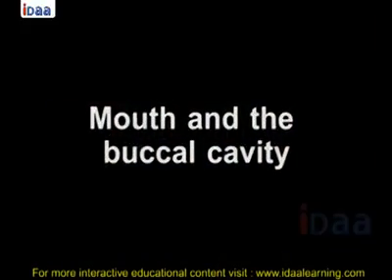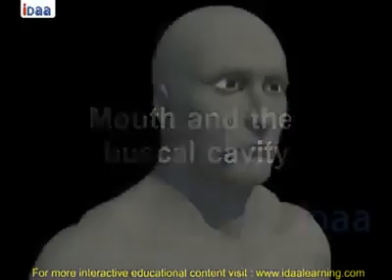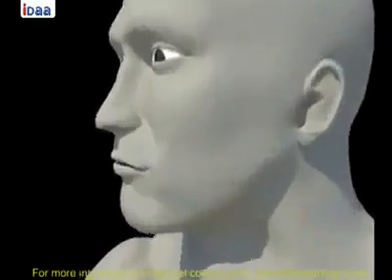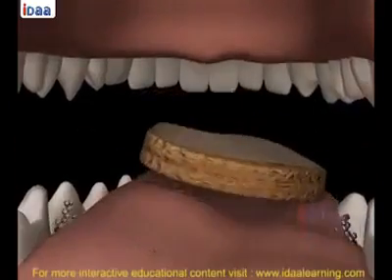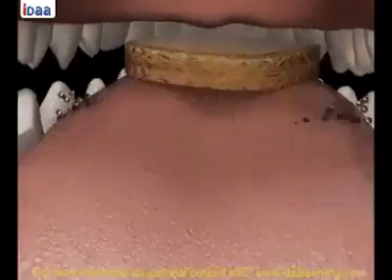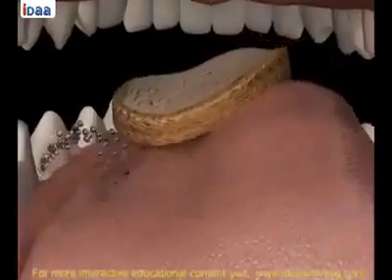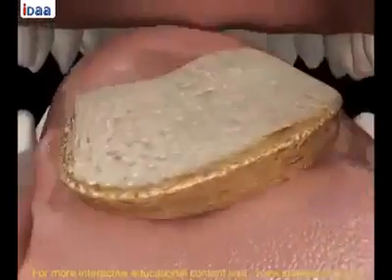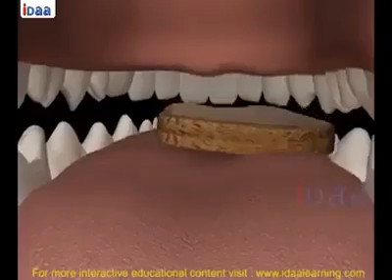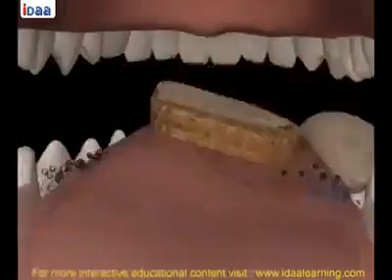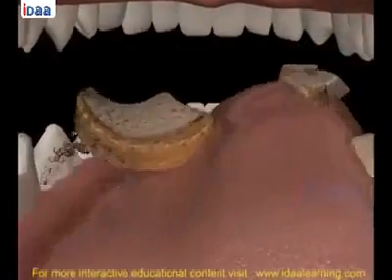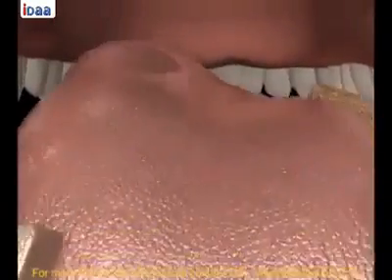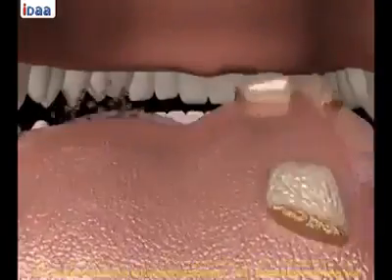Mouth and the buccal cavity. Food intake in human beings is through the mouth. This process of taking food is called ingestion. Chewing food is very necessary for proper digestion, as the digestion process starts in the mouth itself. What happens during chewing? The large pieces of food we eat are mechanically broken down into small pieces. Teeth help us in doing so.